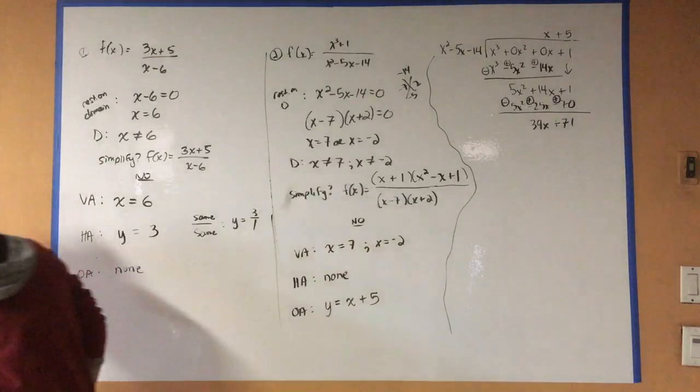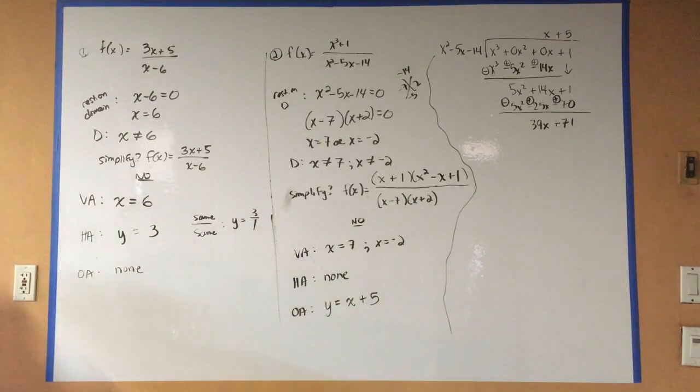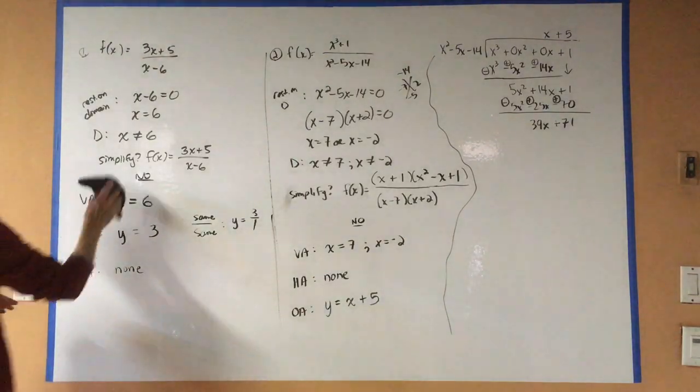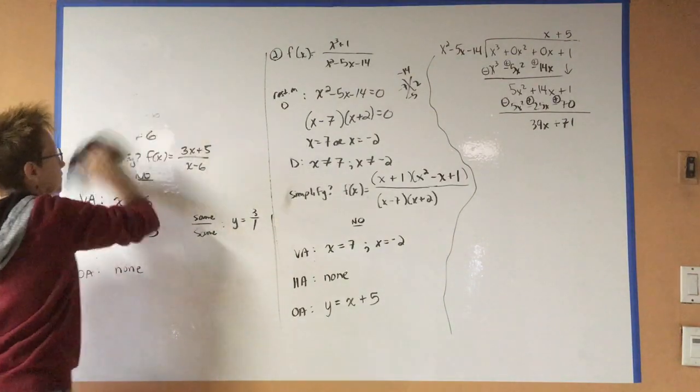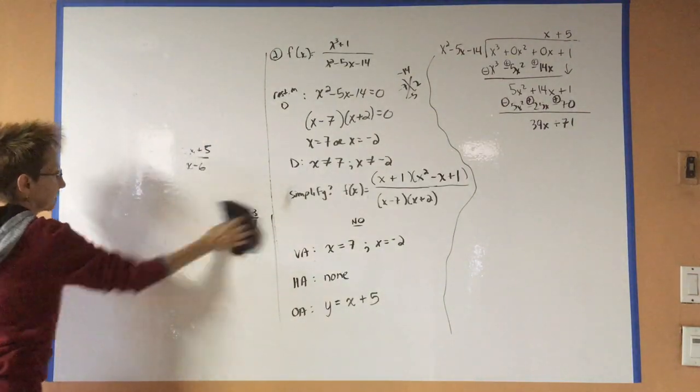So there's the second example, finding those 3 asymptotes. So let's go do this last one, and then we'll actually put this all together and try and graph some of these things.